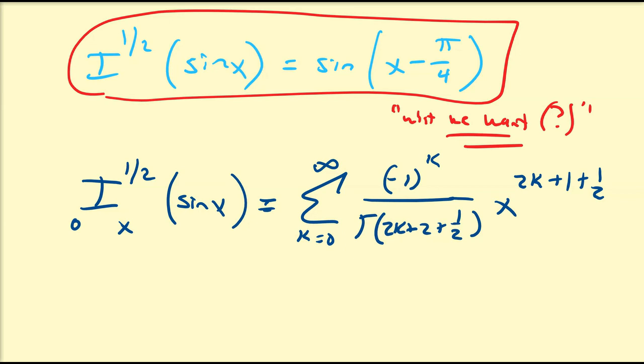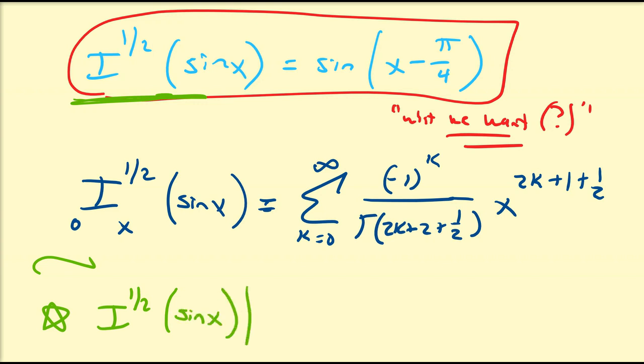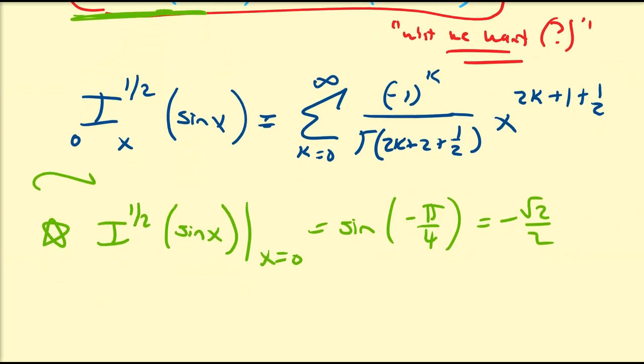Alright, so let's just plug in a couple numbers into this formula. I'm going to consider this what-we-want representation to start. So I^(1/2) of sine of x, I'm going to evaluate this at x equal to 0, right? So this is going to be equal to sine of negative pi over 4. We know that's negative 45 degrees. Cosine of x, sine is y value, so this is going to be negative square root of 2 over 2.